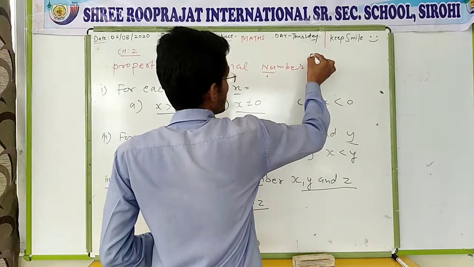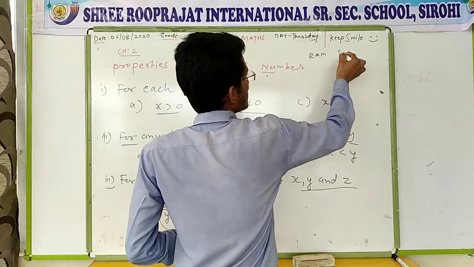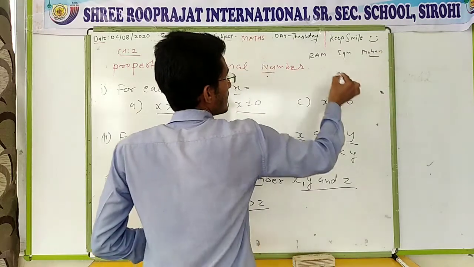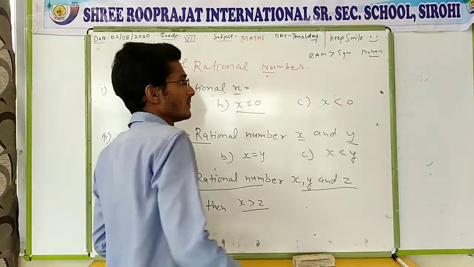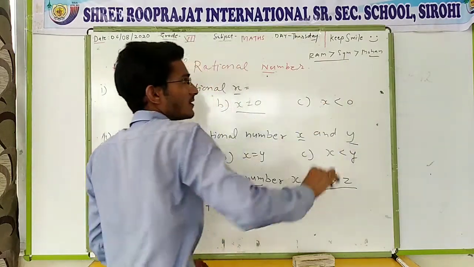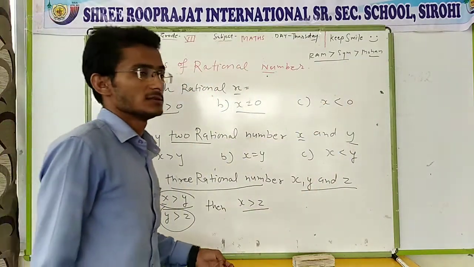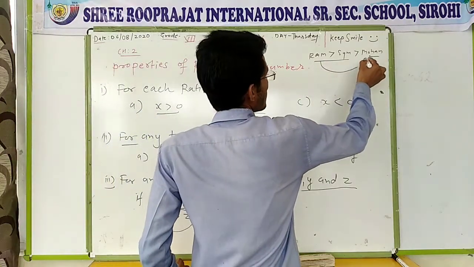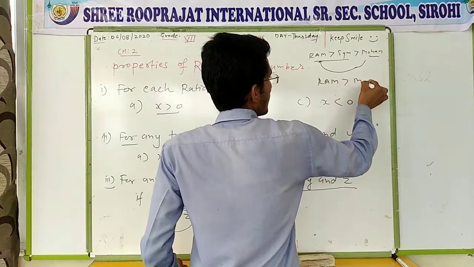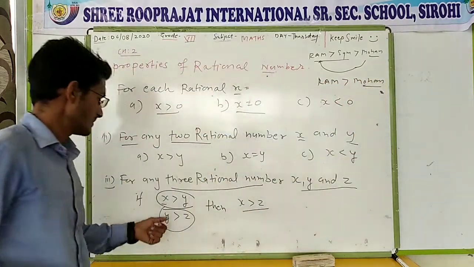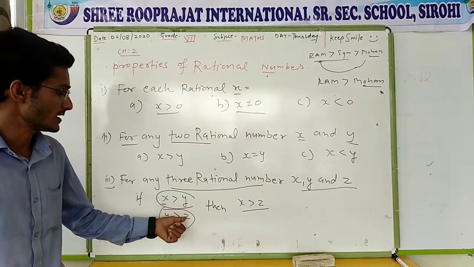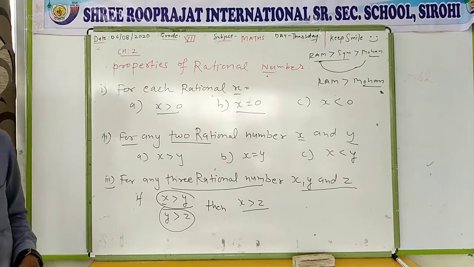Let's take an example. Suppose there are three persons, Ram, Shyam and Mohan. Ram is taller than Shyam, यानी राम श्याम से लंबा है, and श्याम is taller than मोहन, और श्याम मोहन से लंबा है. तो राम मोहन से भी तो लंबा होगा. In that case, Ram is also taller than Mohan. Same as it is here, if x is greater than y and y is greater than z, then x is also greater than z.